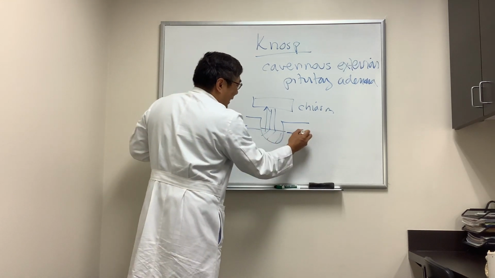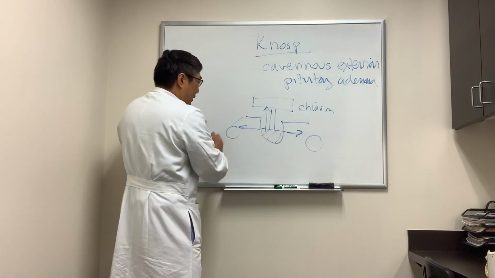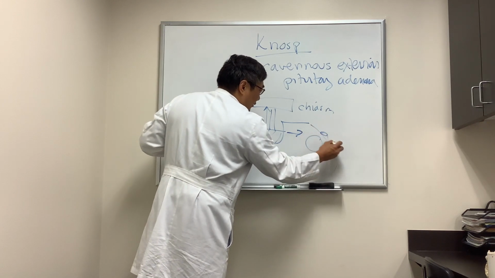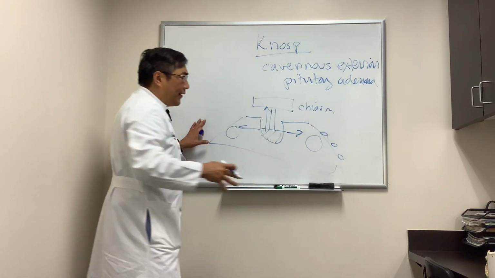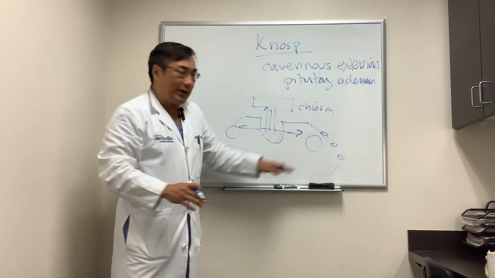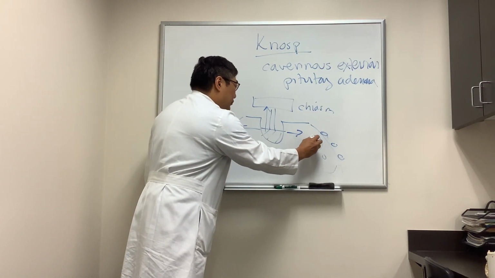However, to either side laterally is the cavernous sinus. And in the cavernous sinus, of course, live the cranial nerves 3, 4, 5, subdivision 1 and 2, and cranial nerve 6, as well as the internal carotid artery.